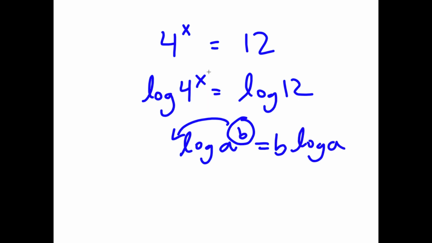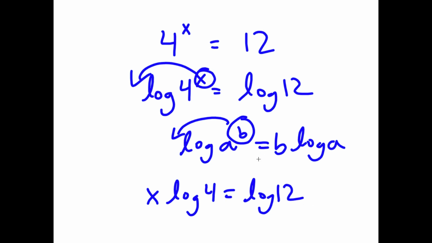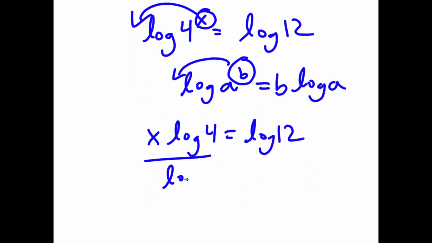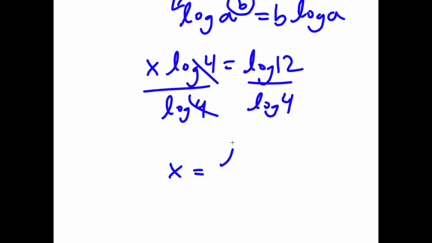So in this case, I have log 4 to the power of x, and I can move x to the front. So now I have x times log 4 is equal to log 12. Now, if I divide both sides by log 4, these two cancel out, and I get x is equal to log 12 over log 4.